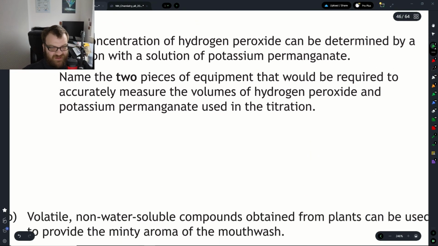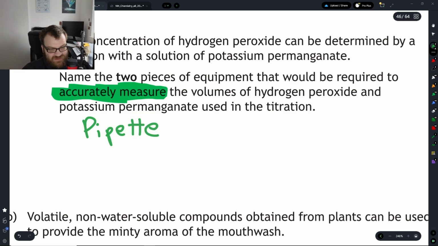Next one, we're talking about doing a titration. We're asked about accurately measuring out volumes. This rules out any beakers, test tubes, measuring cylinders. In a titration, you want to use a pipette and a burette. The pipette will measure out your volume into your conical flask, and your burette you'd use to slowly add your other chemical until you get to a reaction.